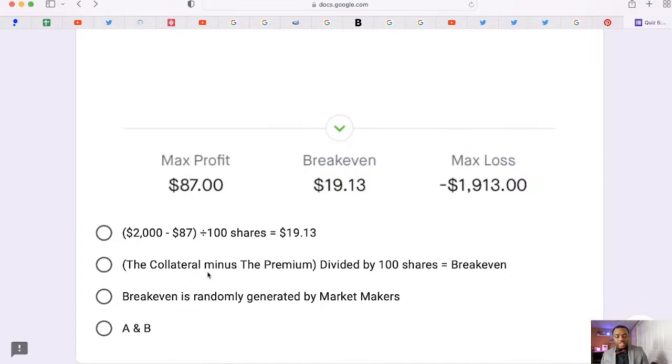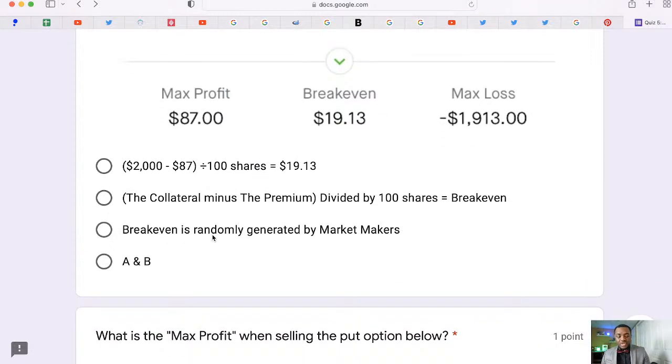So take a look at this. The collateral minus the premium, divided by 100 shares, equals the break even. This is where break even prices come from when you see them in options, right? And this is why your maximum loss is 1,913, because you put 2,000 up and you immediately collected 87, and that leaves you with this in the play. You always get to keep that premium.